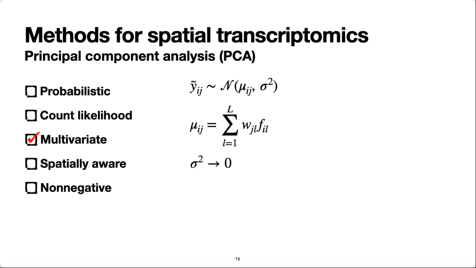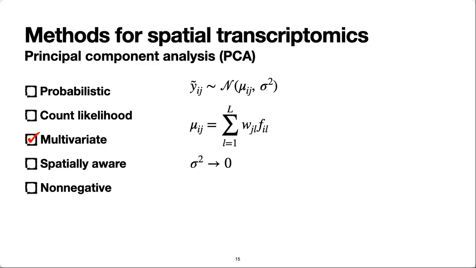So the first approach, which is widely used currently, is principal component analysis. Here I'm showing a probabilistic version of PCA, whose maximum likelihood estimator does converge to the actual PCA solution as you let the variance of the noise go to 0. The advantage of this algorithm or model is that it's extremely fast and everybody knows what it is.